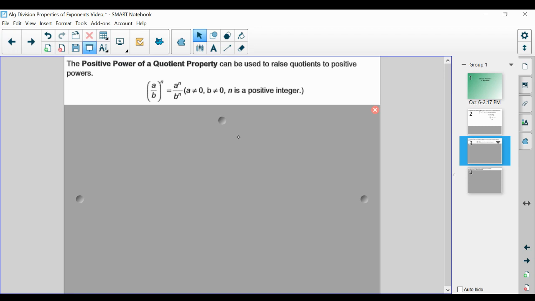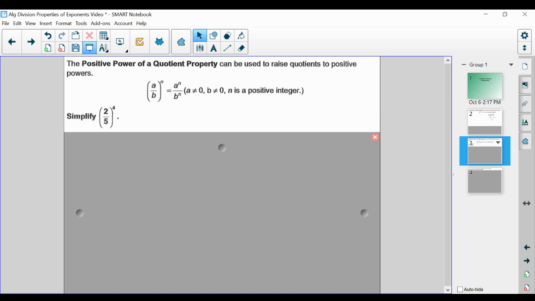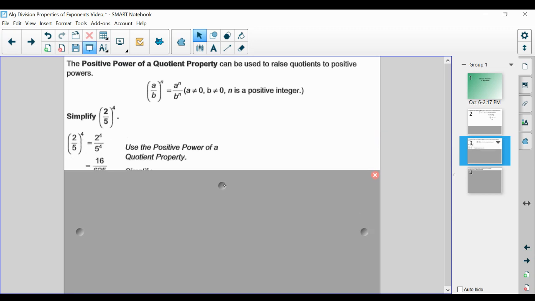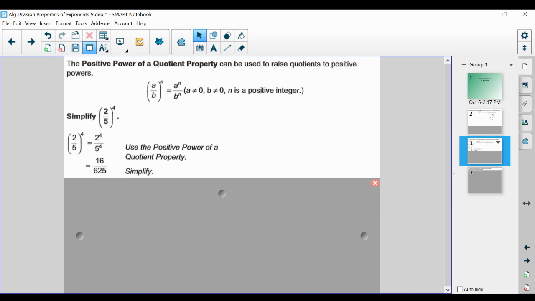Let's go through an example or two. On the left-hand side of your guided notes, we have the fraction 2 over 5 getting raised to the 4th. Well, we look inside the parentheses first. We have 2 over 5. We cannot simplify that. So now we're going over to exponents. And we're going to use this positive power of a quotient property. And we're going to essentially distribute the 4 of the exponent to the 2 and to the 5. So we get 2 to the 4th divided by 5 to the 4th. And we can simplify this and get 16 over 625.